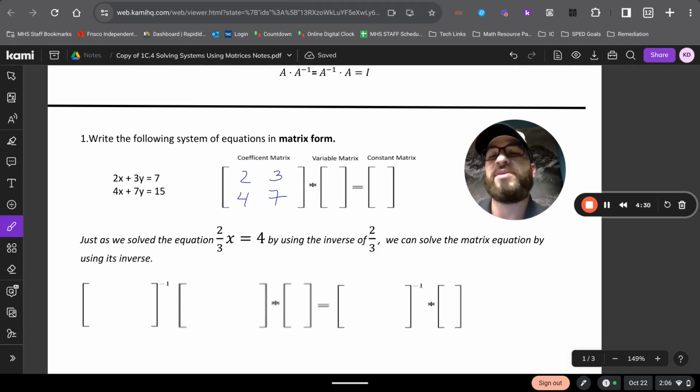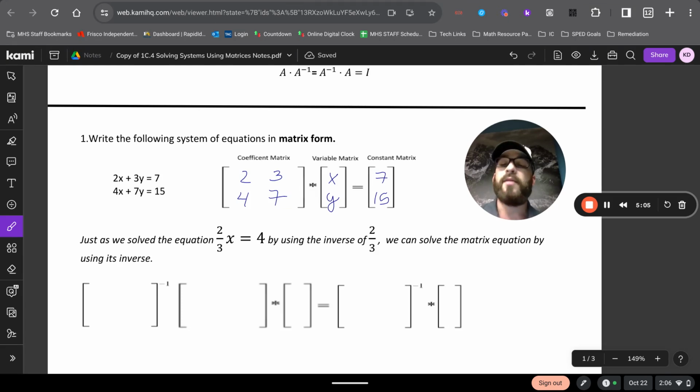For our variable matrix, we're just going to list our variables: the variable x, and then the variable y. Last but not least is our constant matrix. Just like our coefficients, our constants are going to go straight across: 7 and 15. So we have our coefficient matrix, our variable matrix, and our constant matrix. We have now correctly converted this system of standard equations into a system of equations represented in matrix form.